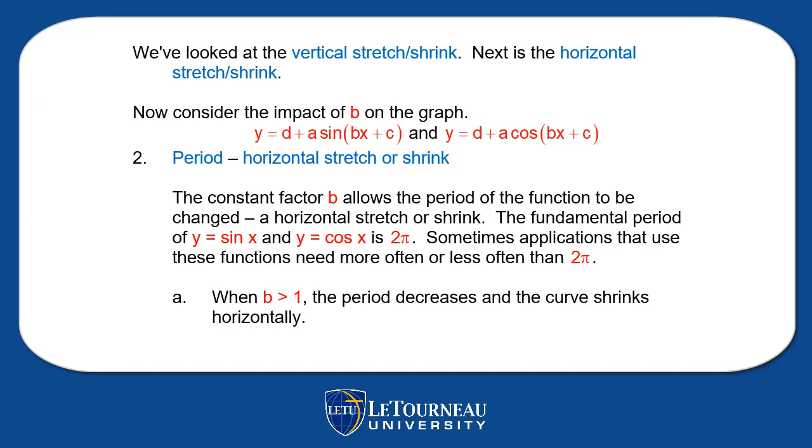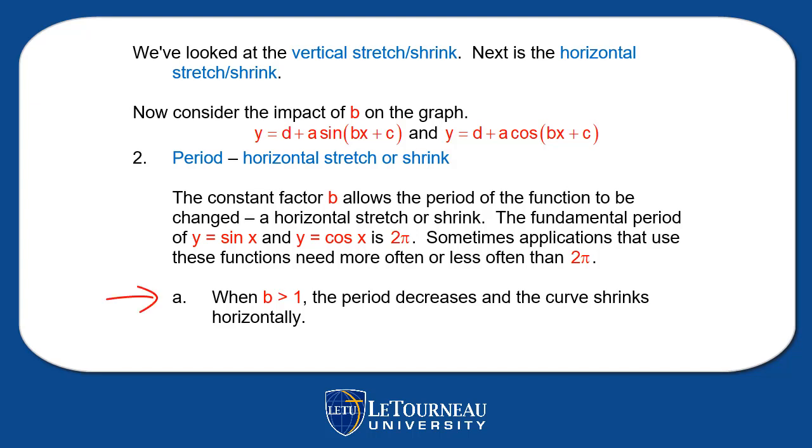We've looked at the vertical stretch and shrink. Next is the horizontal stretch and shrink. Now consider the impact of B on the graph. You see where B is in the equations. So we're going to be looking at period, which is horizontal stretch or shrink. The constant factor B allows the period of the function to be changed. Fundamental period, remember, of sine and cosine is 2 pi. Sometimes applications that use these functions need more often or less often than 2 pi.